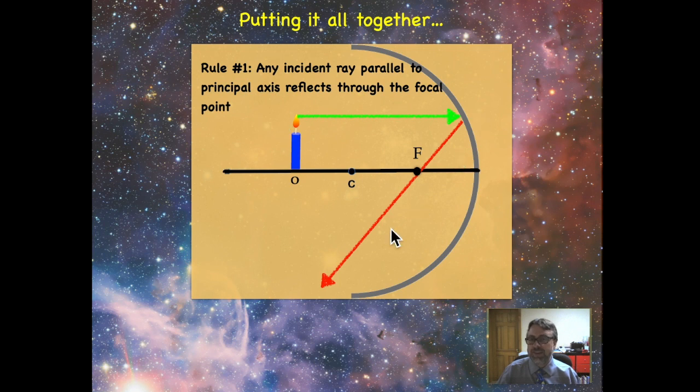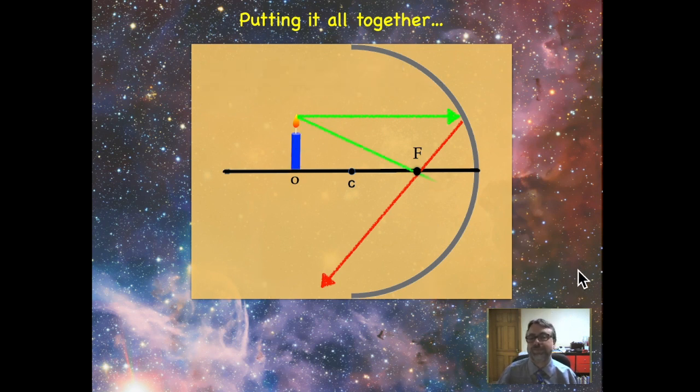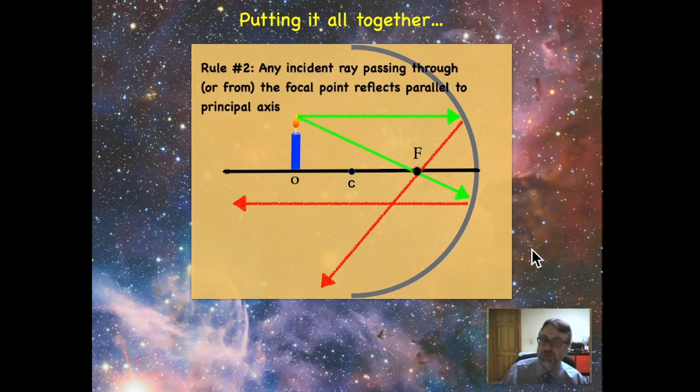Well, I know what this geometry is, so what I'm going to do now is send a ray from the top of the candle through the focal point. Now, again, we saw in the last slide that if I construct the normal line to the center, I end up reflecting parallel to the principal axis. And that is rule number 2. Any incident ray passing through or from the focal point must reflect parallel to the principal axis. So any light from the object passing through this focal point, when it strikes the mirror, will reflect back parallel to the center line or the principal axis of the mirror.